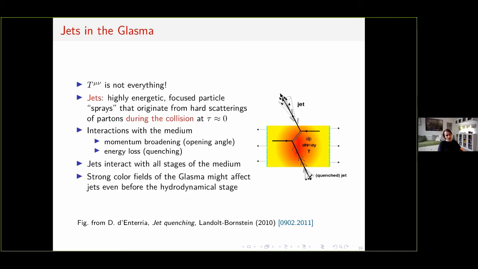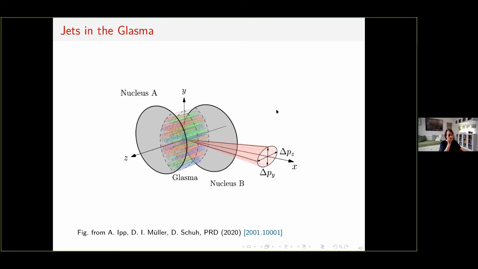What's interesting about these jets is that they actually go through all of the stages of the medium, including the initial pre-equilibrium state. So the question is now, how do the strong color fields of the Glasma actually affect these jets? And that, of course, happens before the hydrodynamical stage, where jet simulations usually take place. So to summarize this in one picture, what we're interested in now is the Glasma again, and a single jet just moving through this Glasma, for instance, along X, and to see what happens to that jet. So that jet, you can imagine initially just being a single quark.